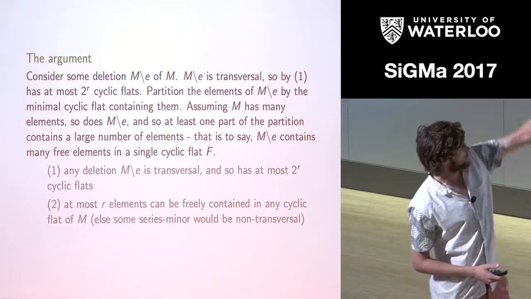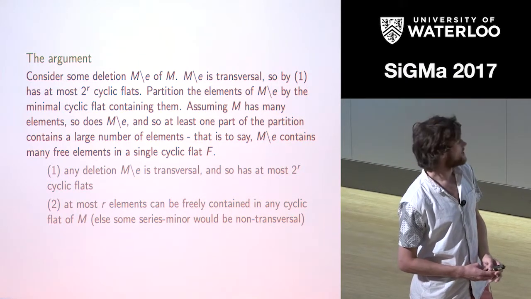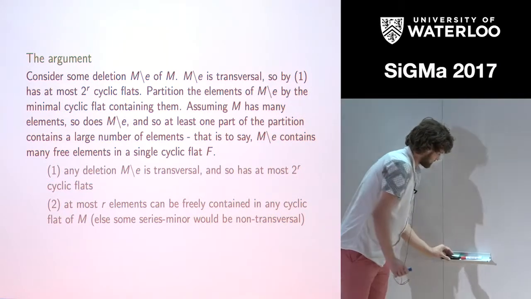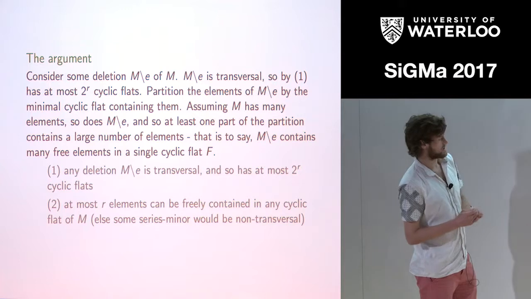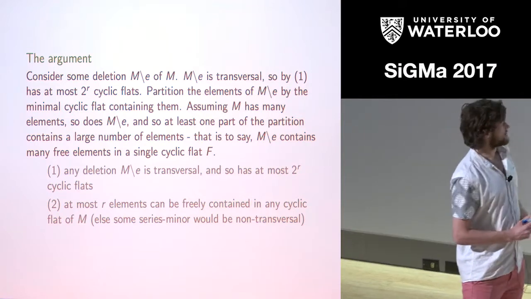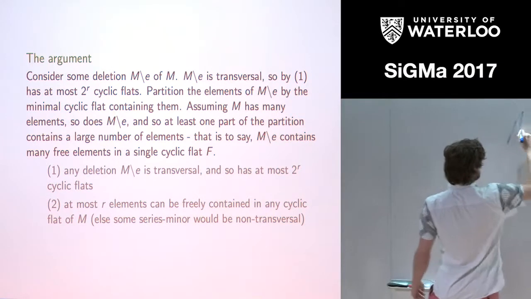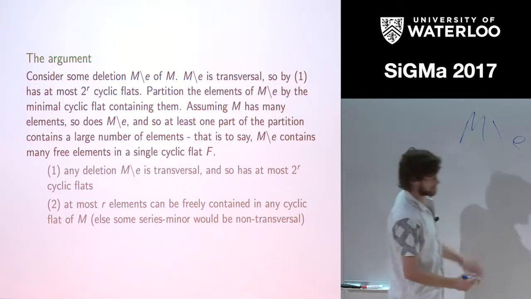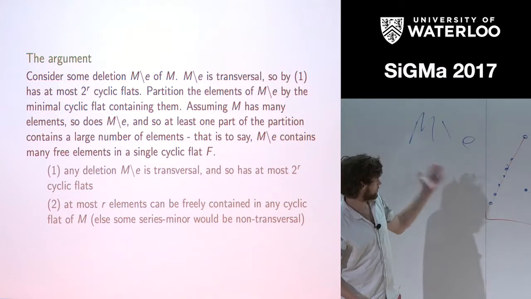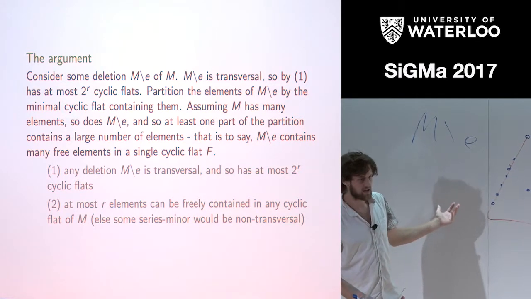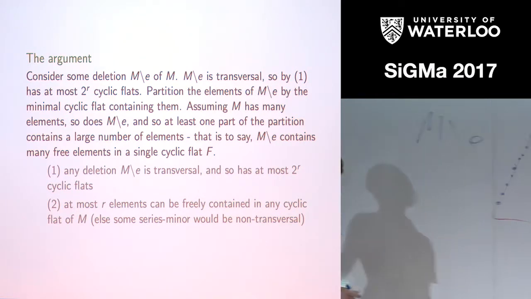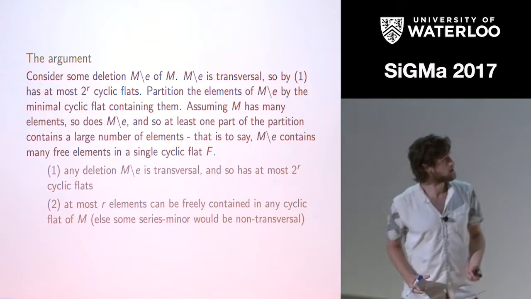So the argument roughly goes like this. I've put those two conditions at the bottom, so remember what we're looking for. We consider some deletion, and I'll start drawing this here. Imagine we've got some excluded series minor, and it's got a very, very large number of elements, and we're going to show we run into a contradiction. So we take the deletion, deleting some element, and that's obviously still going to have a large number of elements. Then it's a basic pigeonhole principle, I guess: some facet of the simplex is going to have to contain a very large number of elements. That's essentially going to be elements that are free in a cyclic flat of the matroid.